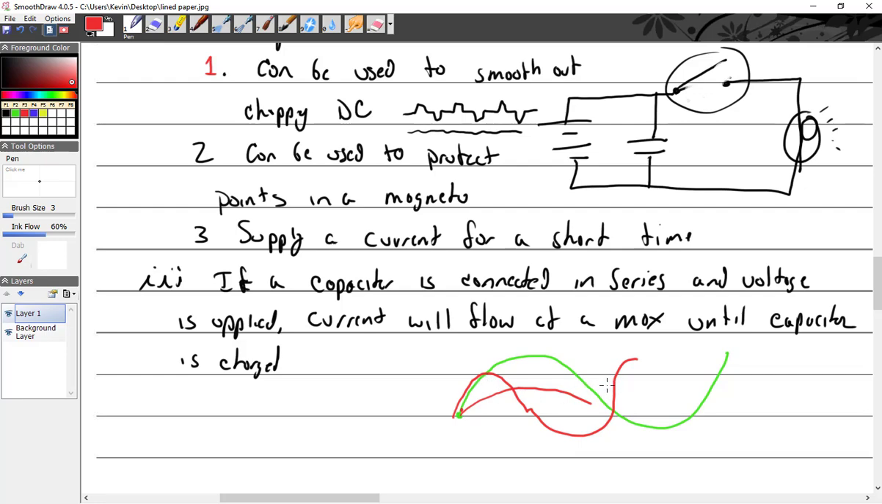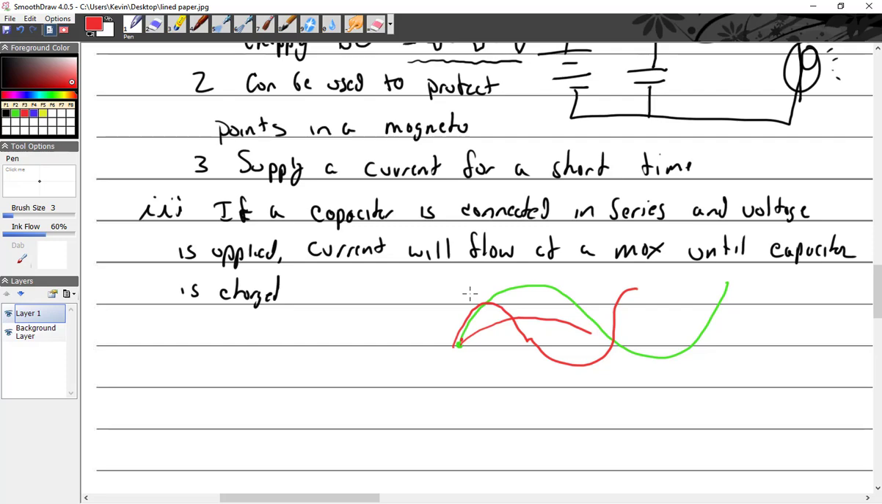It takes very little voltage to make the current flow. So with very little voltage, you have max current flow in a capacitive circuit. It's the opposite with an inductor.